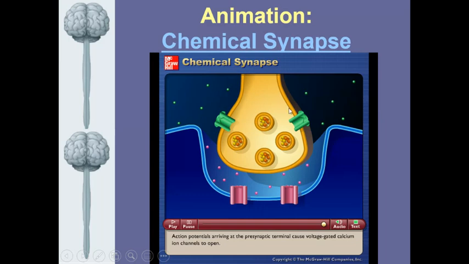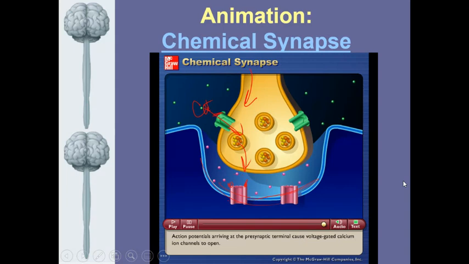Okay, I'm going to post this in D2L for you so that you can see this. And again, it's a nice animation. I would spend some time watching it because it actually shows the nerve impulse coming down. It shows the opening of these calcium channels. So the calcium flows in, then the neurotransmitters are moved down through the vesicles to the surface. They enter here, and then they bind to the proteins on the postsynaptic membrane to cause that action.